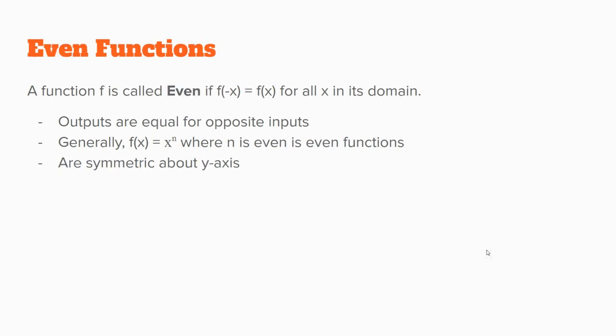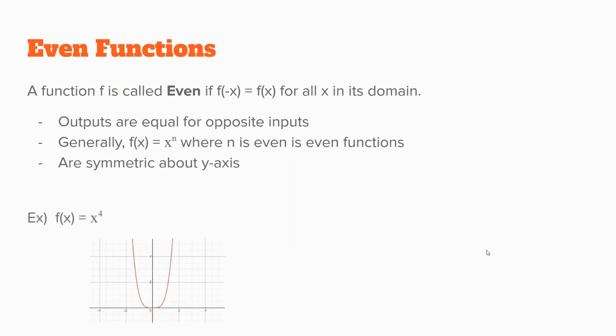Even functions. A function f is called even if f(-x) equals f(x) for all x in its domain. Outputs are equal for opposite inputs. Generally, f(x) equals x to the n power where n is even. They are symmetric about the y-axis.